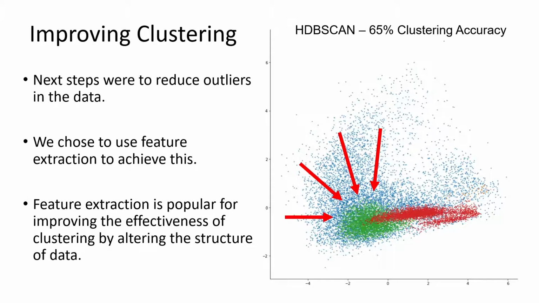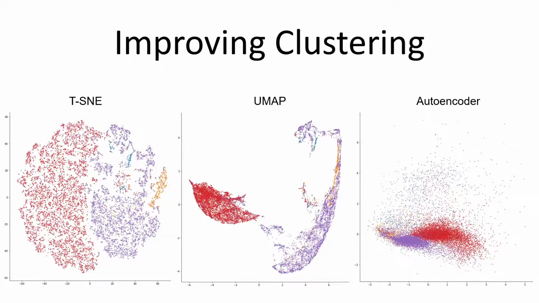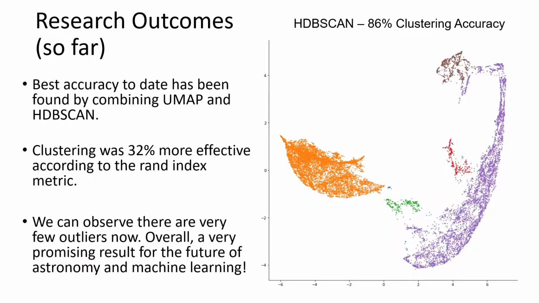So essentially what we want to do here is find features in the data and augment or optimize them. And for this we can use feature extraction. So here are some of the things we tried. t-SNE, UMAP, and autoencoders. And as you can see, the data has essentially been completely restructured. And the question is, did this actually improve the clustering? And we can happily say, yes, it did.